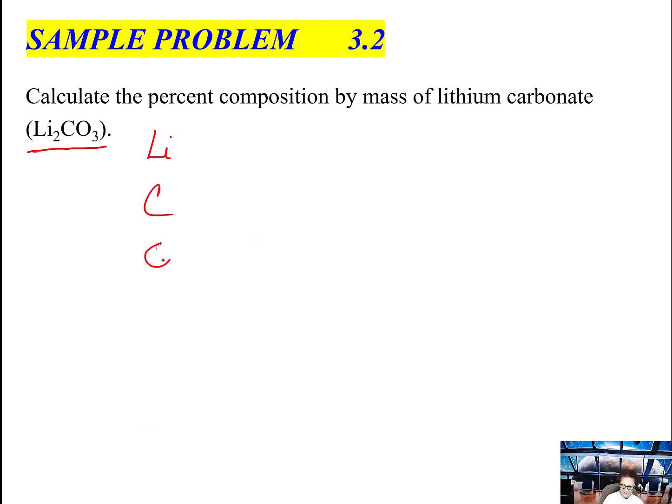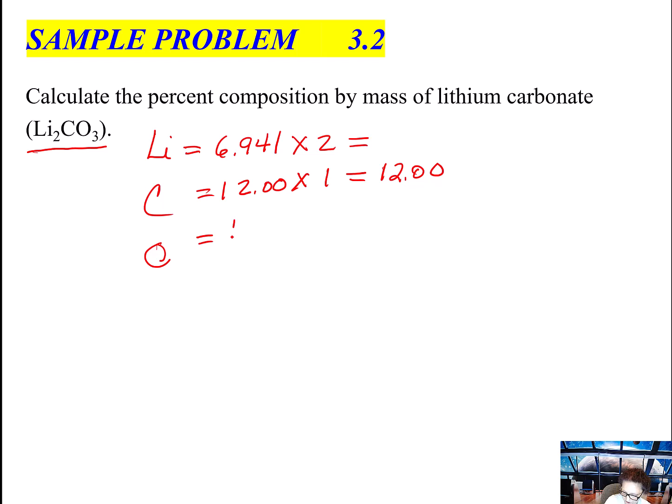So the first thing I'm going to do is calculate each one. The lithium, if you recall, is 6.941, and I have 2 of those. And the carbon is 12.00 times 1. That one's easy. And then the oxygen is 16.00 times 3, and that's 6, 12, 18, 48.00.